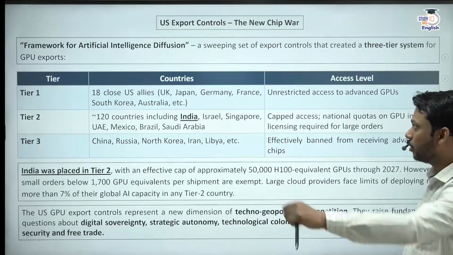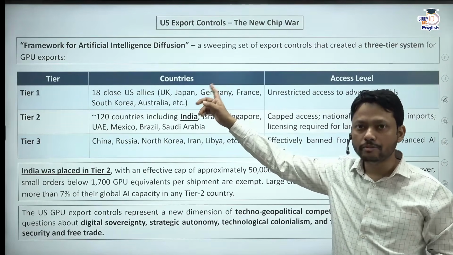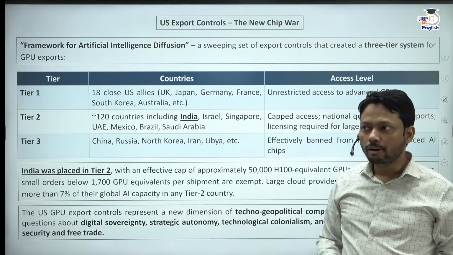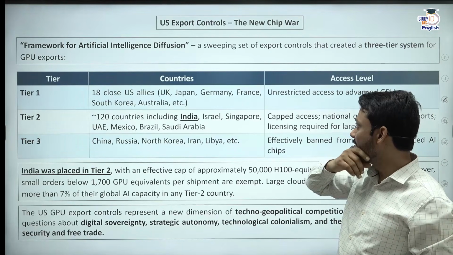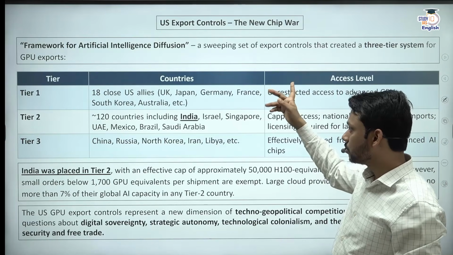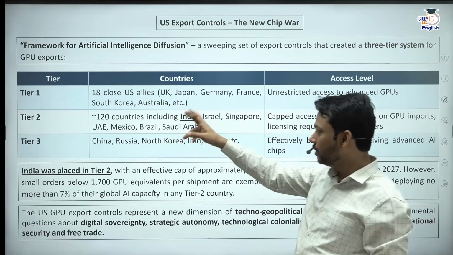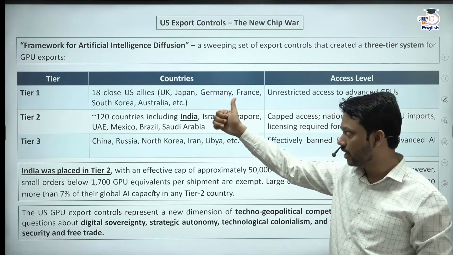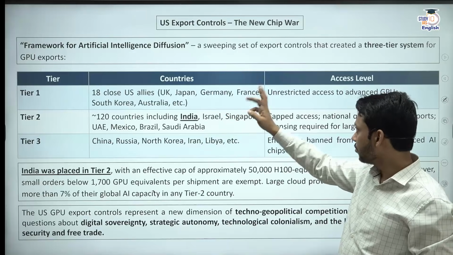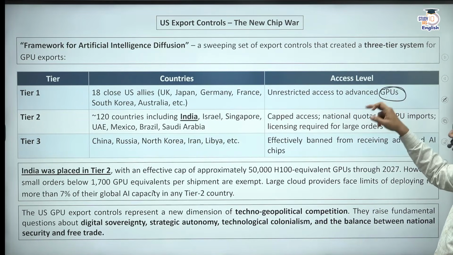For your prelims and also for your mains, you have to know that in January 2025, towards the fag end of the Biden administration, they enacted this framework for artificial intelligence diffusion. They categorize the world into 3 categories. In tier 1, they have their close allies like the UK, Japan, Germany, France, South Korea, Australia, 18 countries there, and they will have unrestricted access to advanced GPUs.